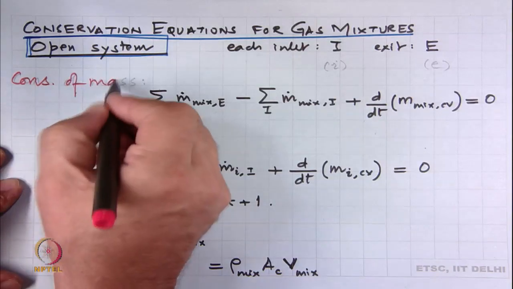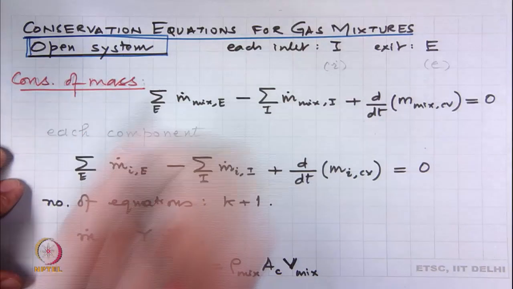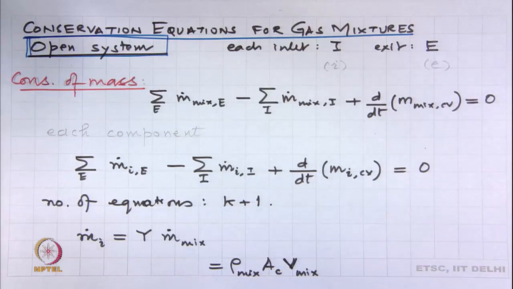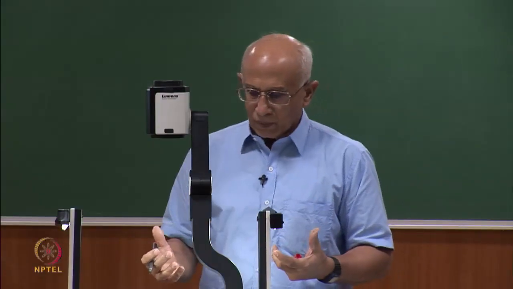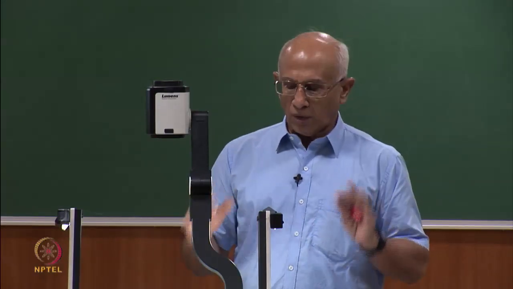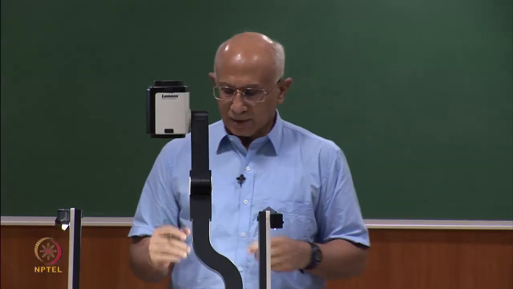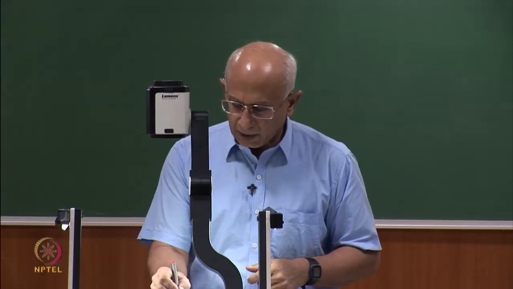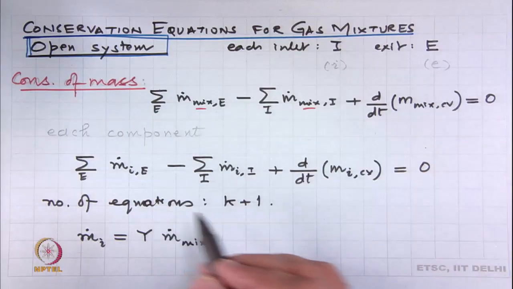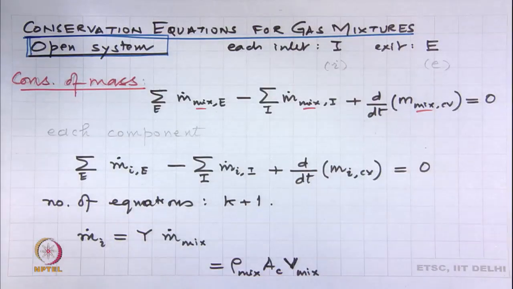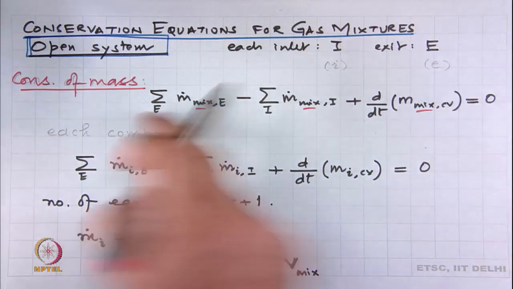So, conservation of mass for a mixture. We had outflow rate minus inflow rate plus rate of accumulation of mass in the control volume equal to 0. That general form of the conservation of mass is still good, except that we are now adding a subscript there: outflow rates of the mixture minus inflow rates of each mixture plus rate of storage of mass in the mixture is equal to 0. So, this is the mixture conservation of mass.